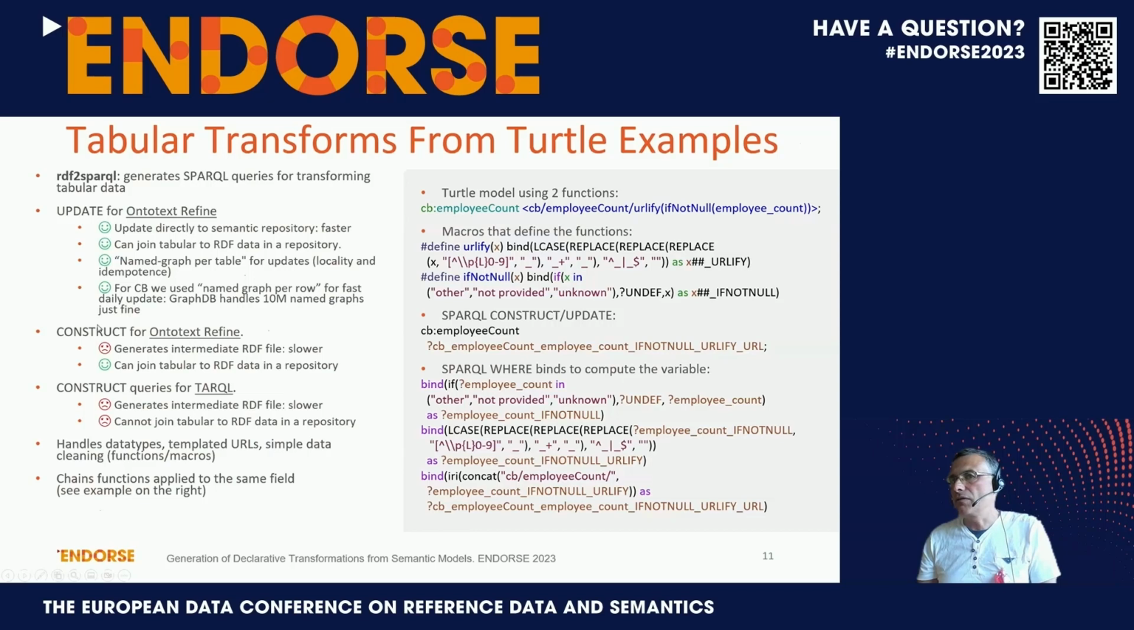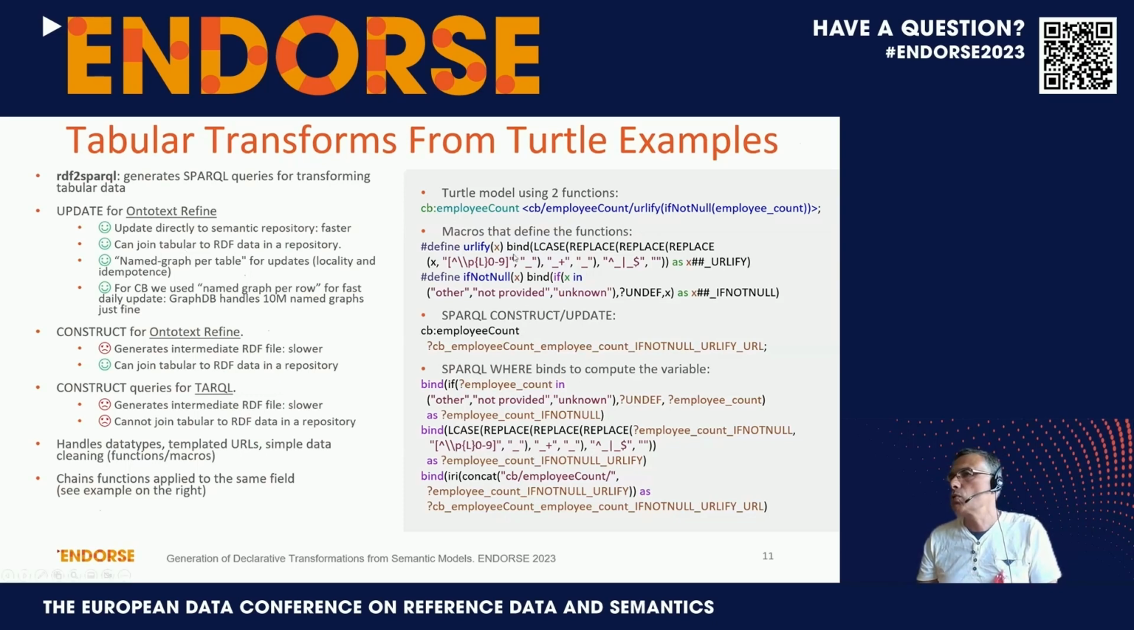The disadvantage of construct is that you must create an intermediate file, okay? This means that you first generate a big turtle file, and then in a second step you need to load it. Also, you cannot do updates with construct. Whereas with the SPARQL update, you can improve the speed. You can also use data that is already in your RDF repository and join it up to tabular data to resolve a string to a thing, for example.